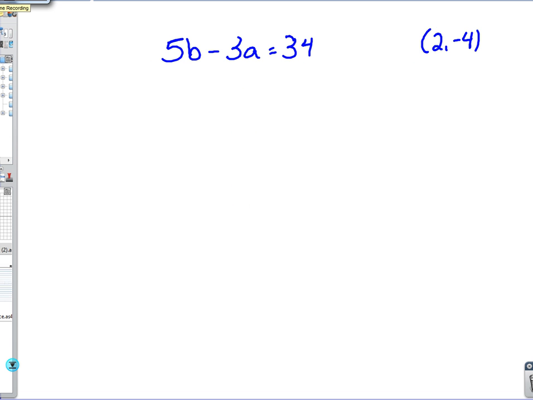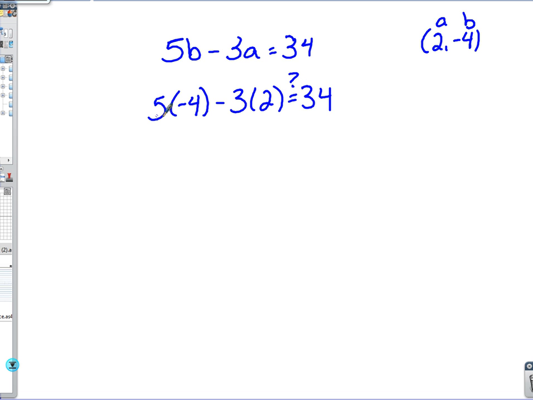In this next problem, I want to determine if (2, -4) is a solution to 5b minus 3a equals 34. And a reminder that anytime you have an ordered pair, they are in alphabetical order. So in this case, since we're dealing with a's and b's, my a would be 2, and my b would be -4. So as we plug these in, we have 5 times -4 minus 3 times 2 equals 34. Be extremely cautious about order there. I do put a question mark because I'm not sure.